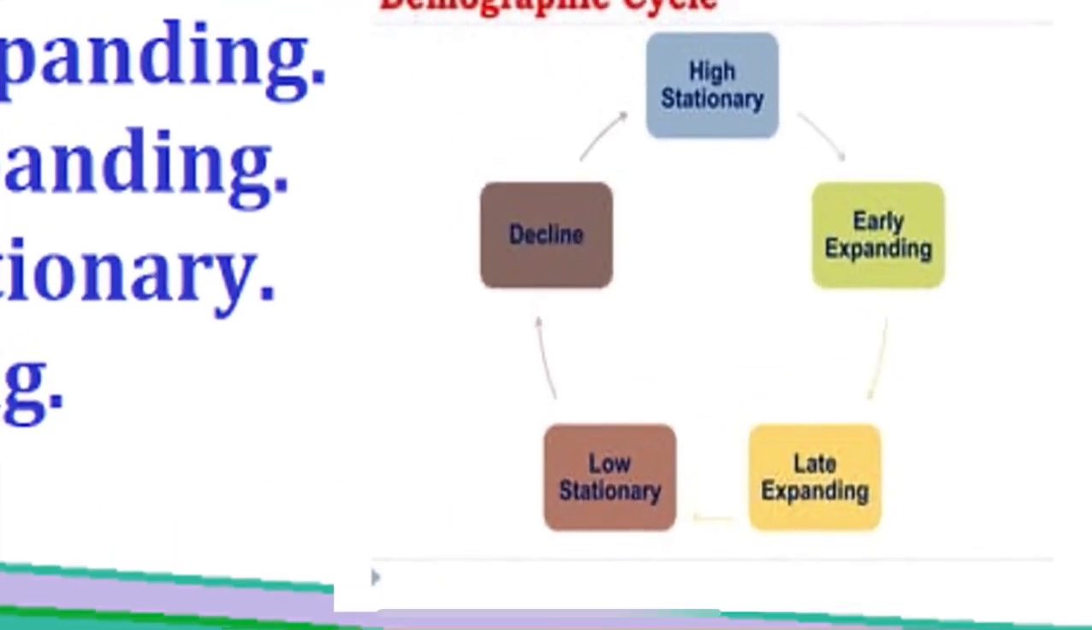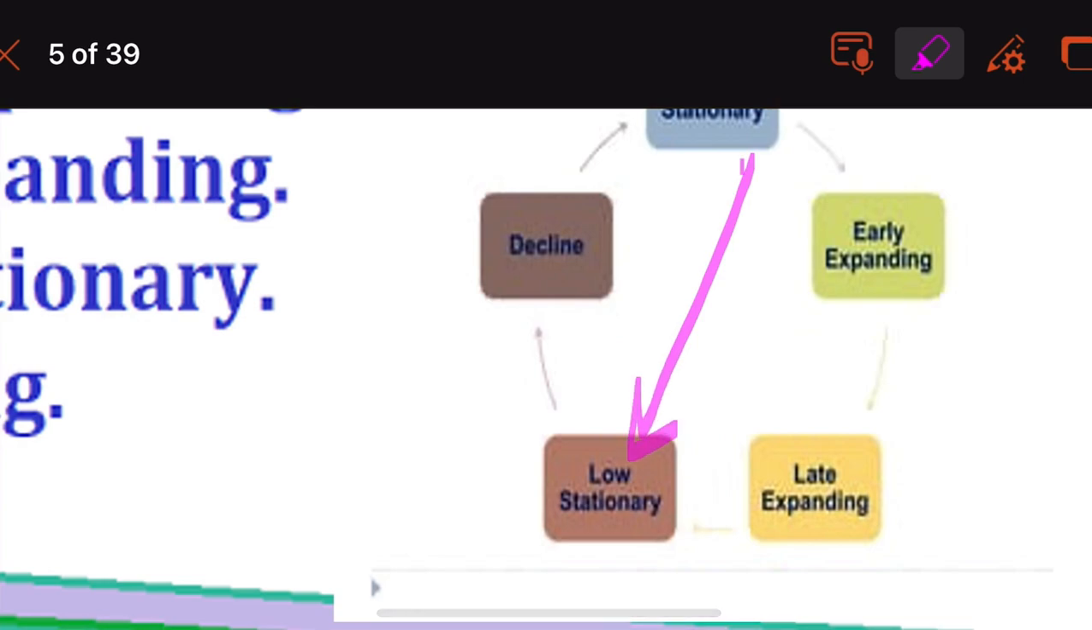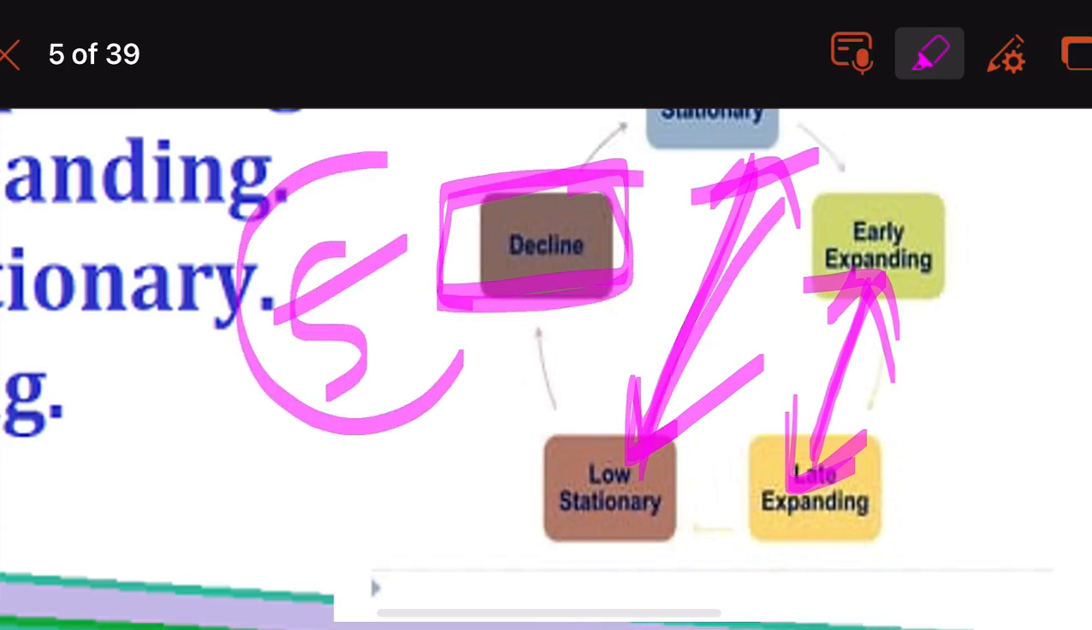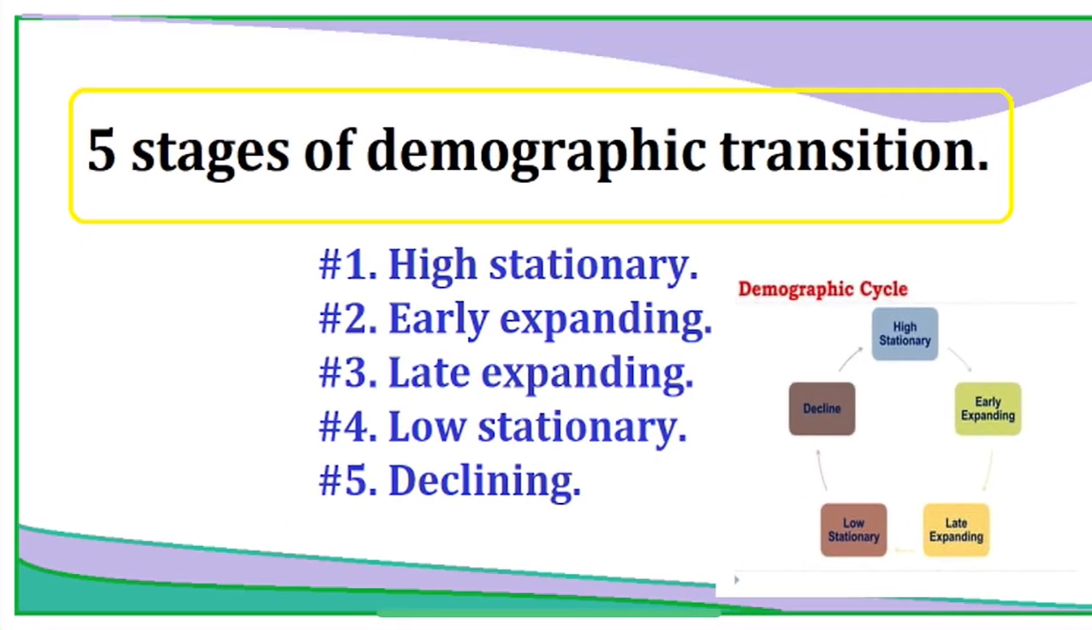Now let us focus on these. What are the five stages? We have high stationary and low stationary, early expanding and late expanding, and the last one is decline. You can also remember it in this way: early and late expanding, high stationary, low stationary, and the fifth one is decline. So let us understand each of these demographic cycles in detail.